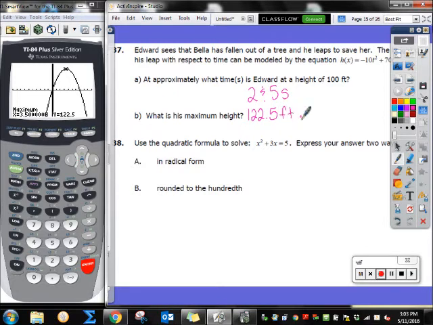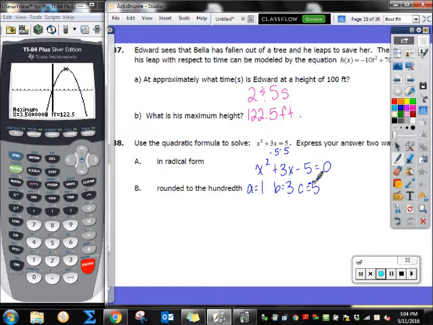For 38, use the quadratic formula to solve that given equation. Express our answer in radical form and round it to the hundredth. So here's where you could use your chart. Before we can even use our chart, we have to subtract 5 from both sides. So x squared plus 3x minus 5 equals 0. So A is 1, B is 3, C is negative 5.